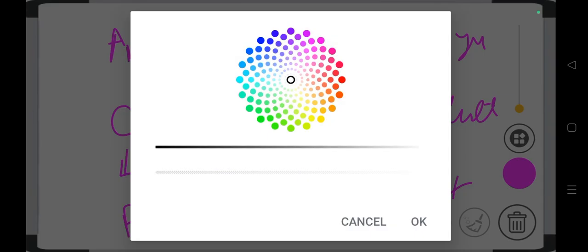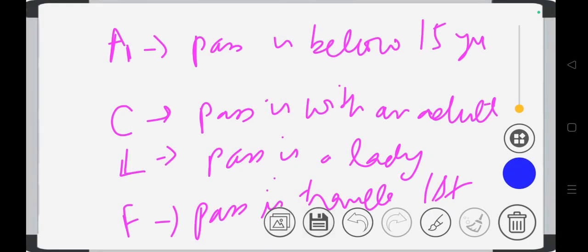Okay guys, so these four are the inputs. Let us go through the inputs once again. The first input, letter A, says that the passenger is below 15 years. The second input, C, says the passenger is accompanied by an adult. The third input, letter L, says that the passenger is a lady. And the fourth and the last input says the passenger is traveling for the first time in an aeroplane. I hope you all are clear till now.